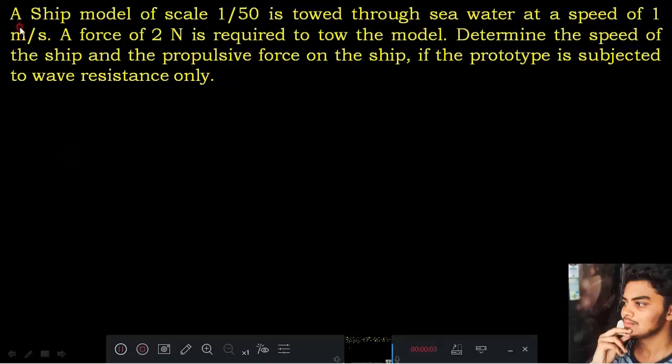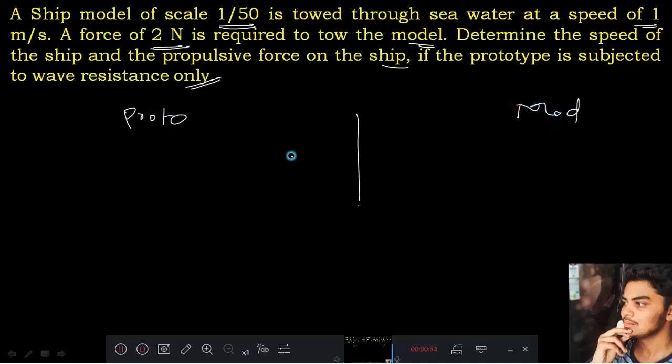We have a problem on Froude's model. A ship model of scale 1 by 50 is towed through seawater at a speed of 1 meter per second. A force of 2 Newton is required to tow the model. Determine the speed of the ship and the propulsive force on the ship if the prototype is subjected to wave resistance only. In this problem, we need to find the speed and force of the prototype, that is the ship. We will write the given data. We will make 2 columns, prototype and model.